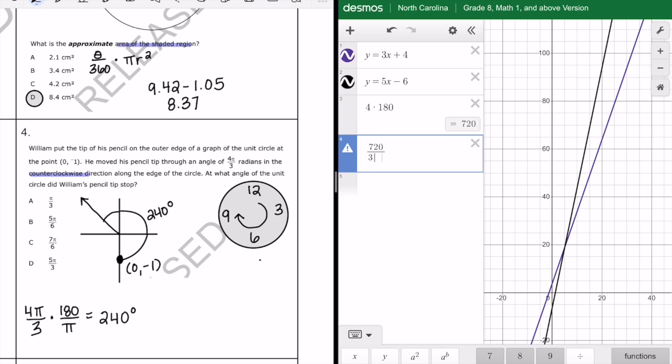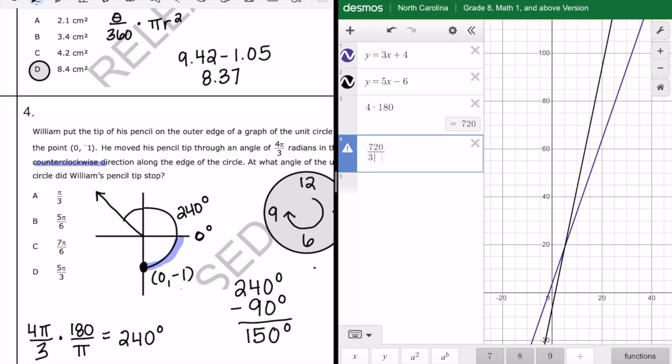So the problem says, at what angle of the unit circle did his pencil stop? When we think about standard position, when we think about rotations, we normally start at 0 degrees here, but they didn't start at 0 degrees there. They started a whole quadrant before that. So because we started a whole quadrant before, all I need to do is subtract a quadrant's degrees. So 240 minus 90 degrees gives me a total of 150 degrees. So we just have to figure out which one of these matches 150 degrees.